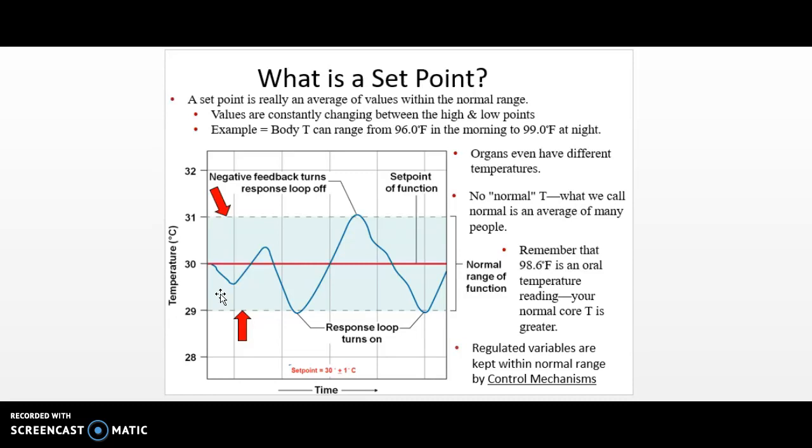This takes us to a term called set point. A set point is really an average of values within a normal range. Examples can be body temperature or weight. If your average weight, or the set point weight that you normally return back to, is 150 pounds, we would call that your set point. Body temperature average is 98.6. That would be your normal set point.